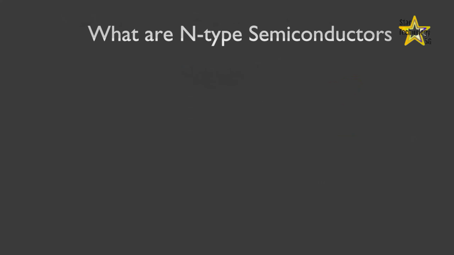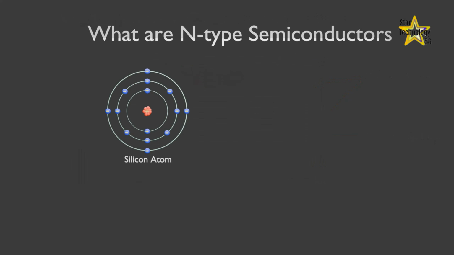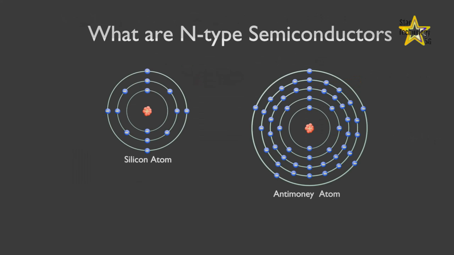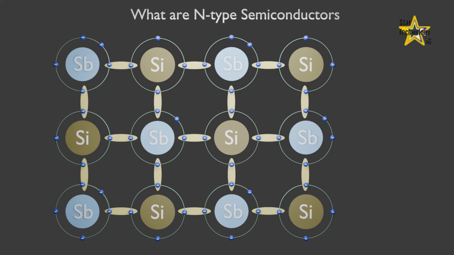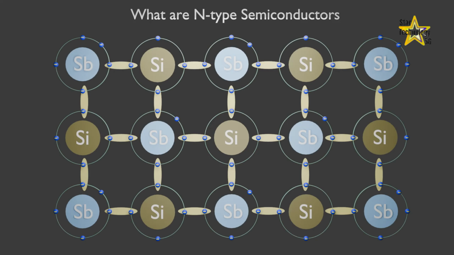What are n-type semiconductors? To increase the number of electrons in intrinsic silicon, pentavalent impurity atoms are added. These are atoms with 5 valence electrons such as antimony. Each pentavalent atom, antimony in this case, forms covalent bonds with 4 adjacent silicon atoms. 4 of the antimony atoms' valence electrons are used to form the covalent bonds with silicon atoms, leaving 1 extra electron.